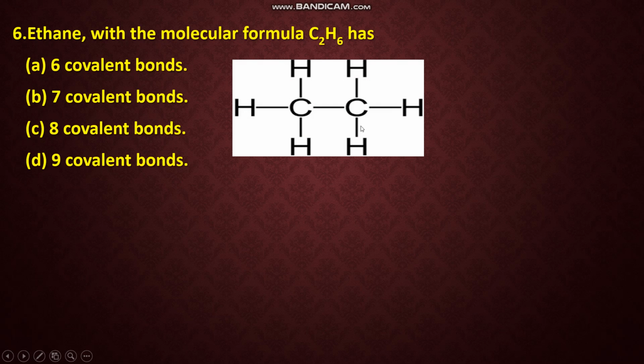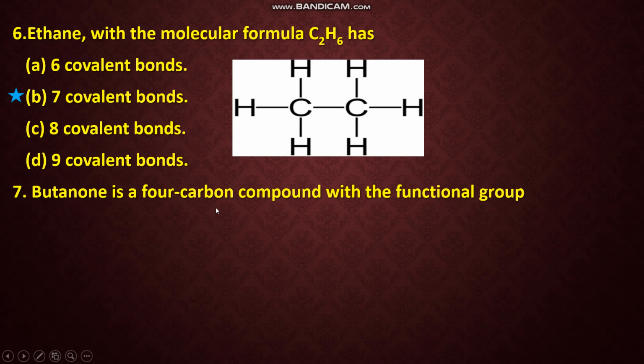1, 2, 3, 4, 5, 6, 7. If you are drawing any ketone, aldehyde, alkene or alkyne, a triple bond will be there. A triple bond you have to count as 3 bonds. Any double bond you have to count as 2 bonds, like that. Next. So the answer is 7 covalent bonds.